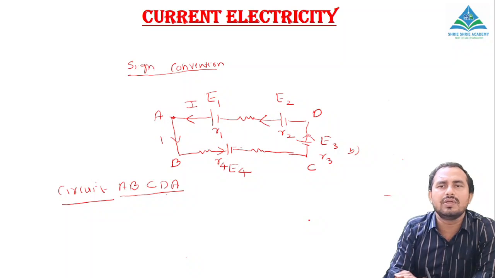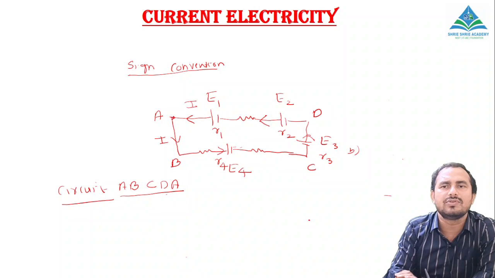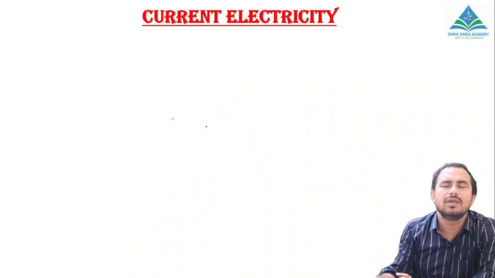So here there is no division of current, so it is a simple one we are writing. We started our journey from A and we are going towards B.